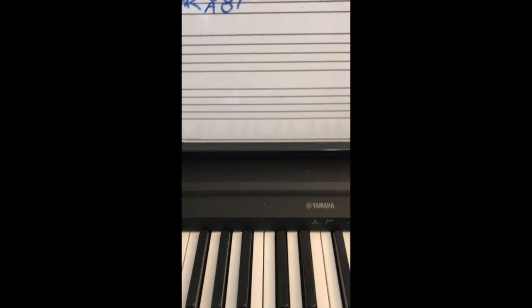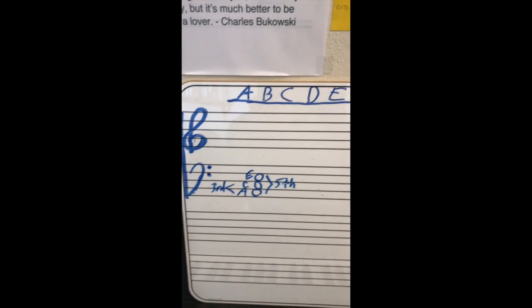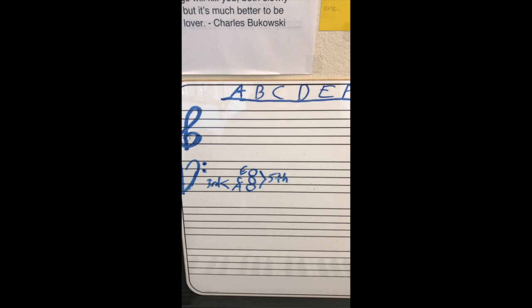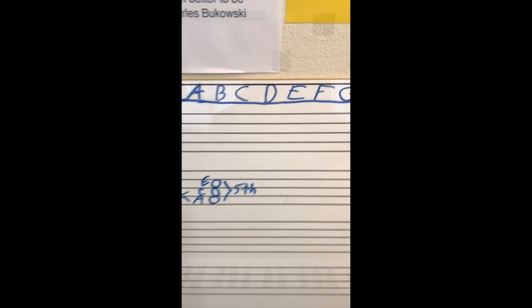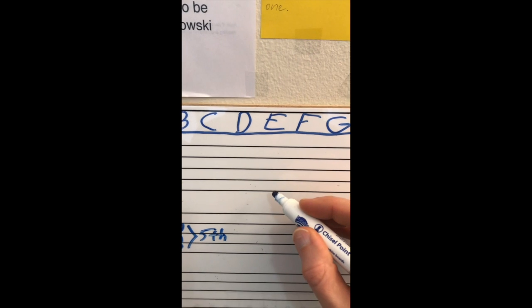Let's do another one. Let's do another example. Let's come up here to the treble clef now, and let's do something on a line. I'm going to come over here. Let's do E right here.